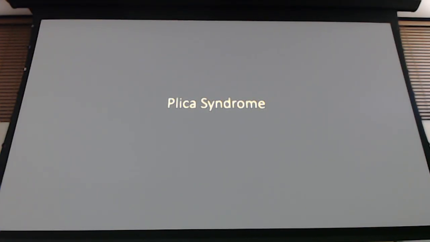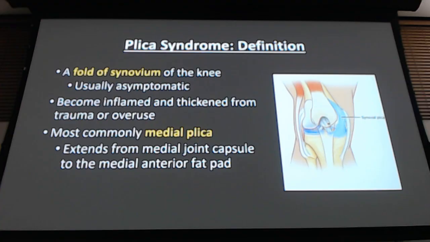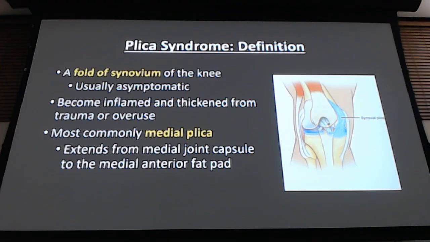Plica, so you guys know that you have a synovium of the knee, okay, and these are knee folds, okay? So these plica specifically are those folds in that synovium. Those are normal, okay? So when they're symptomatic, then we call it plica syndrome. Specifically, we're talking about medial plica syndrome. I don't even mention lateral plica. I don't mention any other plicas because the one I want you guys to focus on is medial plica. Okay? It extends from the medial joint capsule to the medial anterior fat pad.